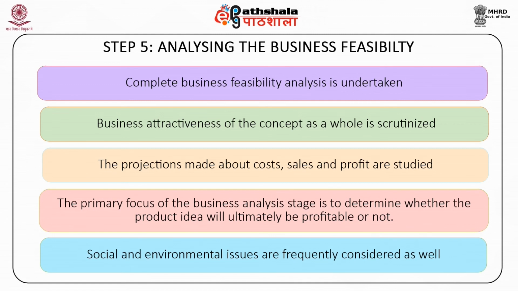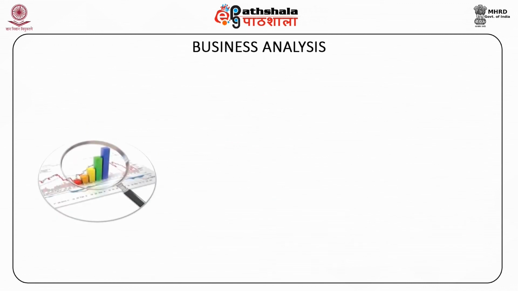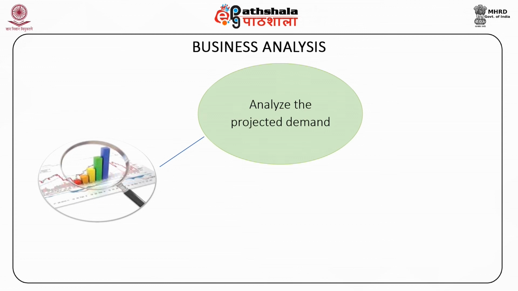Social and environmental issues are frequently considered as well, particularly if there are certain regulations that the companies must adhere to in these realms. The first step in the business analysis process is to examine the projected demand for the product. While the main source of revenue would be product sales, another possible significant source of revenue is the licensing of the technology generated as a byproduct of the given product.